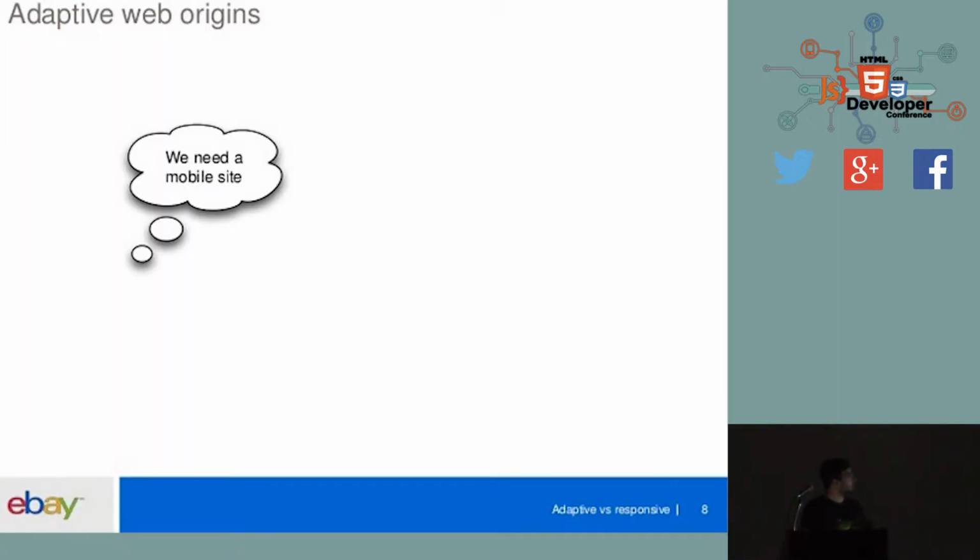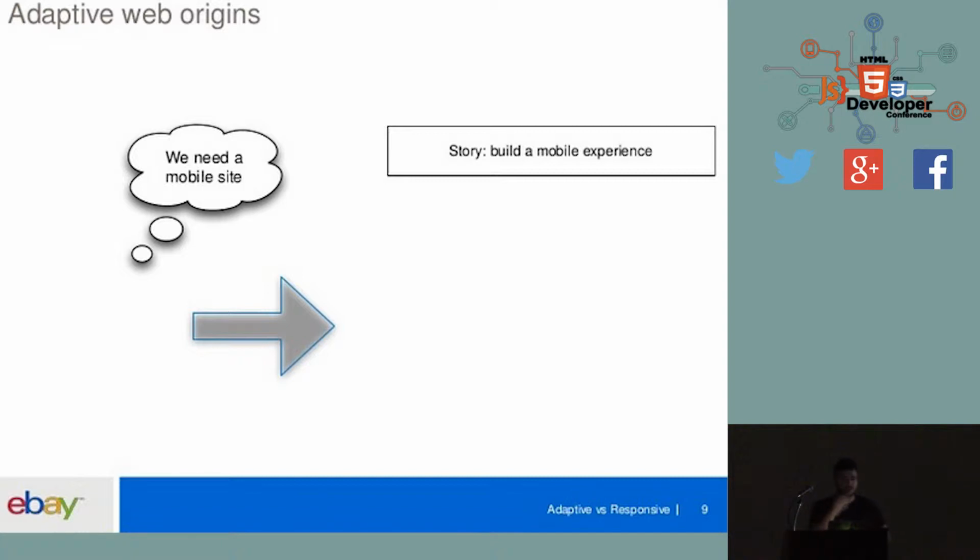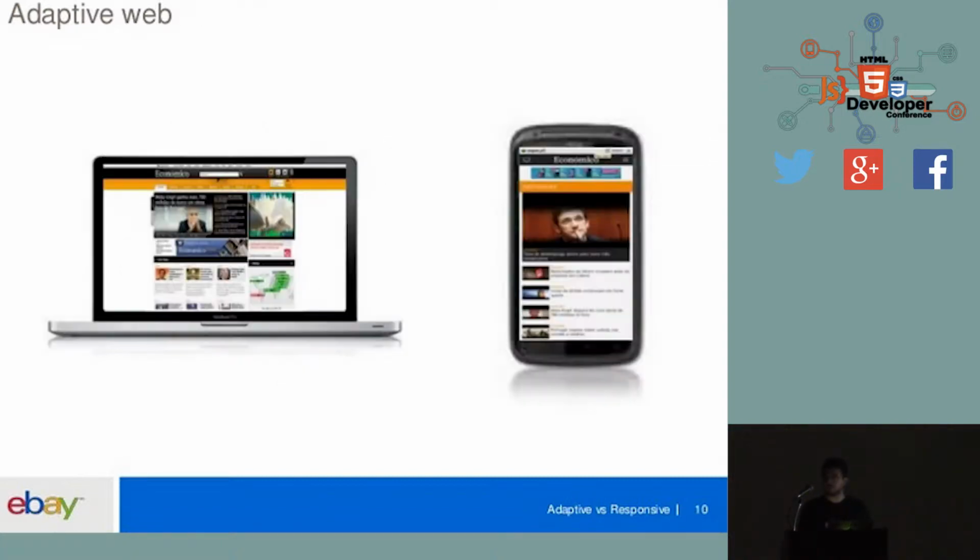The adaptive web came from probably when the first mobile browsers started emerging around the release of the first iPhone. Probably the CEO of a company looked at it and thought, hey, we need a mobile website, and went to the team and said, hey guys, we have this fantastic platform which works great on desktop, but we also need this to be optimized for mobile.